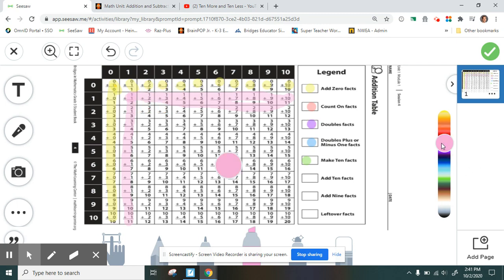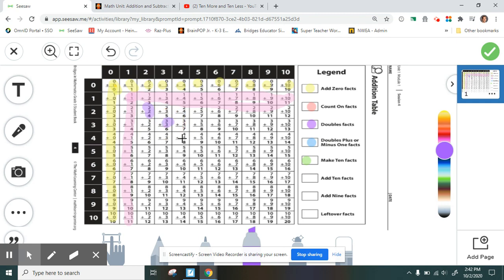This is where some of you got tripped up. Some of you thought double facts automatically meant plus 2, right? And you just kind of kept the pattern going here. But that's not the case. Doubles facts are any numbers plus themselves. So for an example, 2 plus 2 is a double fact, right? Because 2 and 2 are the same number. And that answer is 4.